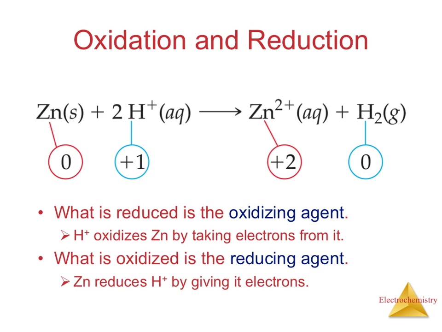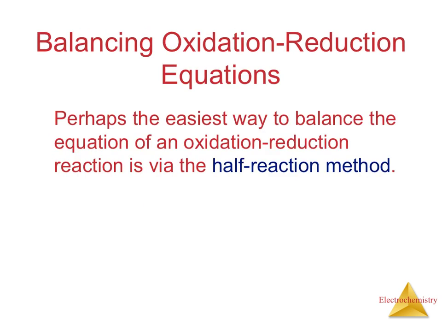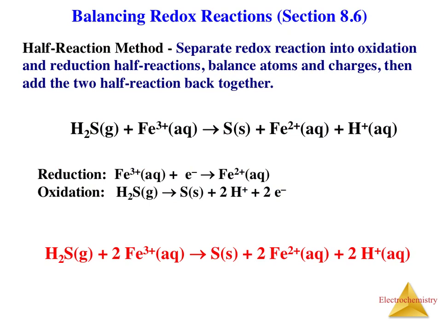Zinc is oxidized, but it reduces hydrogen by giving its 2 electrons to the hydrogen to make hydrogen gas. One of the things that you all will be able to do when we finish this chapter is balance redox reactions. We introduced redox reactions in chapter 4, but didn't really give you the tools to do it. In this chapter, we'll systematically walk through and teach you how to balance redox reactions using the half reaction method. In the half reaction method, we separate the redox reaction into oxidation and reduction half reactions.